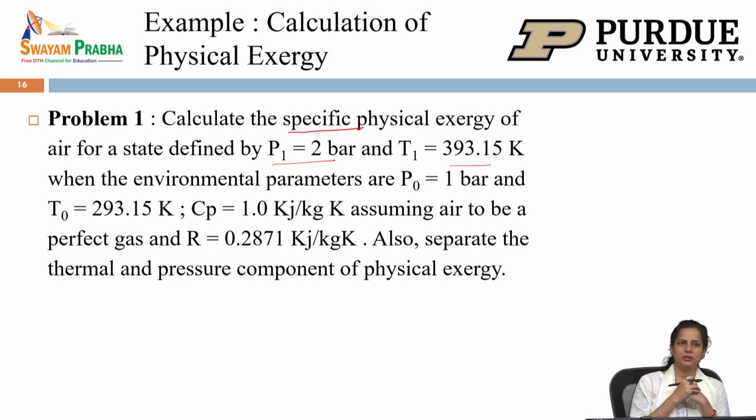So, you have raised the pressure and your environmental parameters are P naught is 1 bar and T naught is 293. The Cp of the air, which contributes to the enthalpy or the heat component, is 1.0 kilojoule per kg Kelvin, and you are assuming the air to be a perfect gas. So, you are going to use R as 0.287. So, take 30 seconds and let us quickly calculate the physical exergy and also separate the thermal and pressure component.